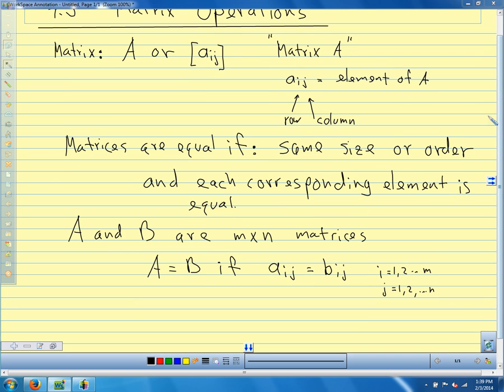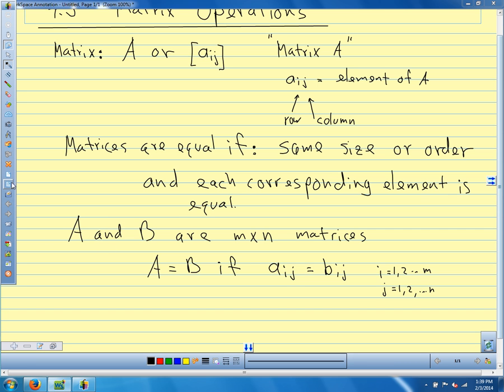Just like we talked about with vectors and complex numbers, we matched up the real part, the complex part, the x component, the y component. Matrices, the exact same idea. We have to match every single element in the matrix for the two to be equal. So, questions on when matrices are equal? Pretty easy idea.